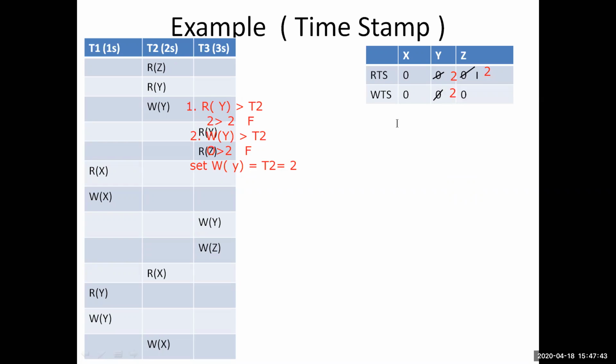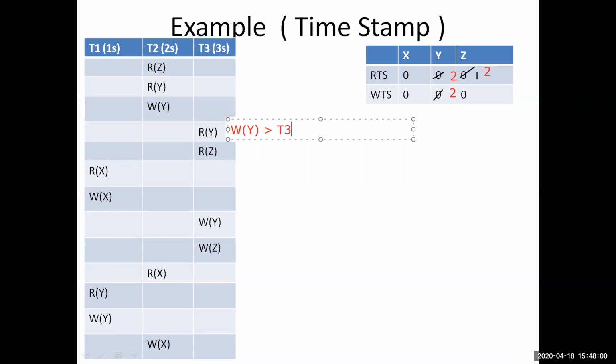Next I'll check this read of Y. For this read of Y, I need to check the write condition, that is, whether write of Y is greater than the timestamp of T3, since I am now under transaction T3. What is write of Y right now? It is 2. Is it greater than 3?